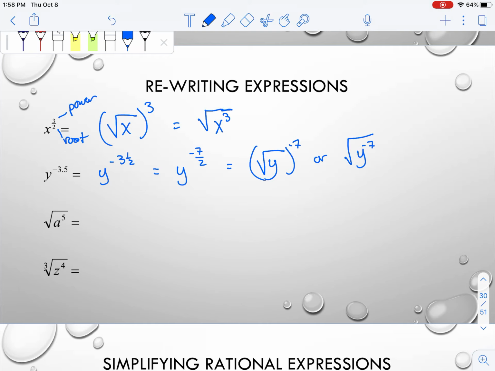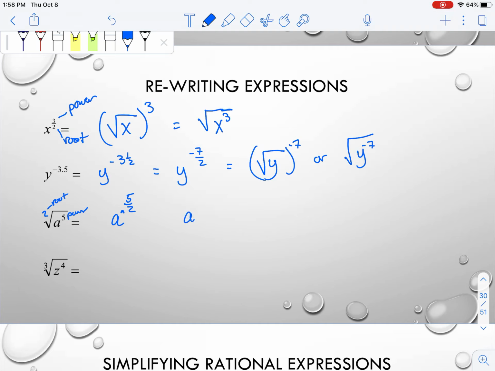This next one, the square root of a to the 5th. So what is your power? Your power out here, if there's no number, is 2. So remember, power, that's your power right there, and 2 is your root. So that's a to the 5/2 power. Make sure that that is raised as an exponent.